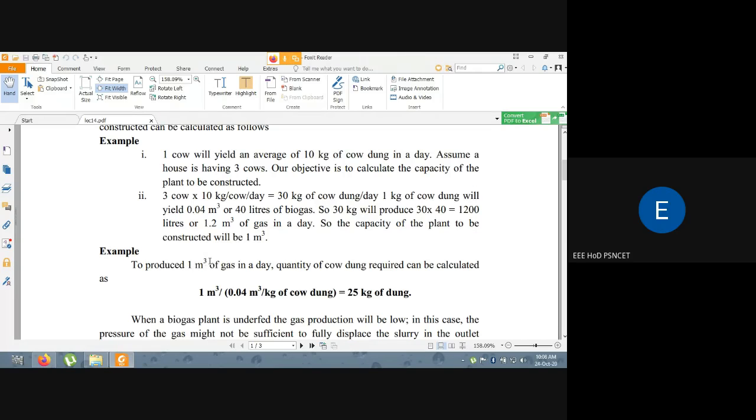Okay, so to produce 1 meter cube of gas, or 1000 liters of biogas, how much cow dung is required? It is a reverse calculation. So 1 meter cube divided by 0.04 meter cube per kilogram of cow dung will be 25 kg of cow dung. So if we have installed a biogas plant of 1 meter cube size, daily we need 25 kilograms of dung to operate the biogas plant, or else there will be a lagging.